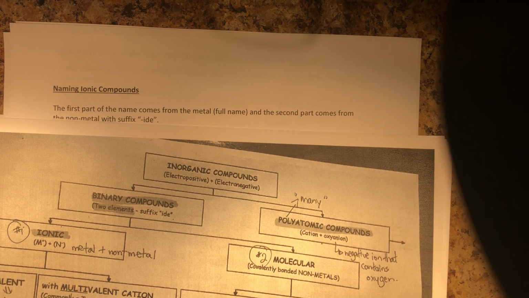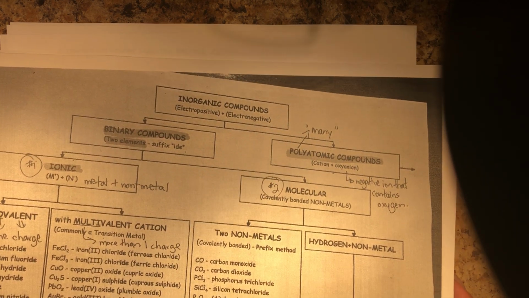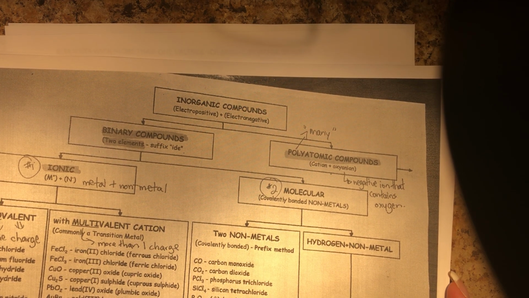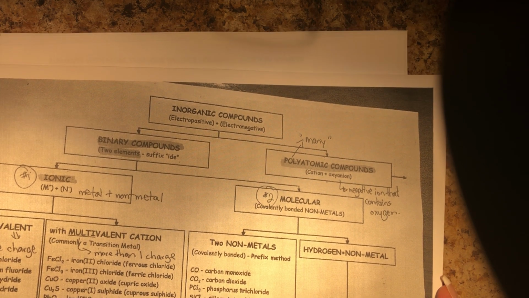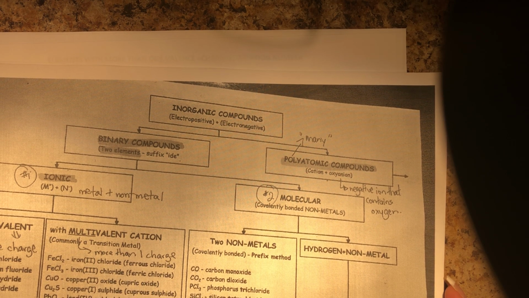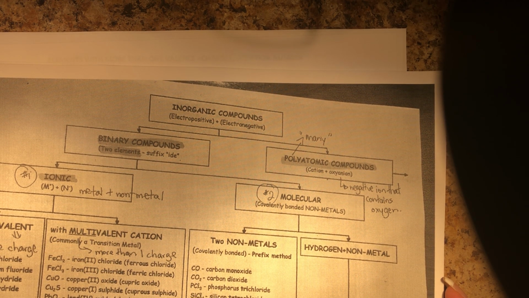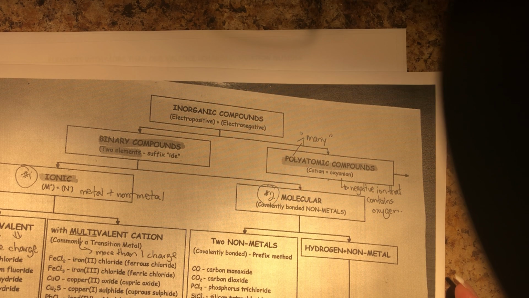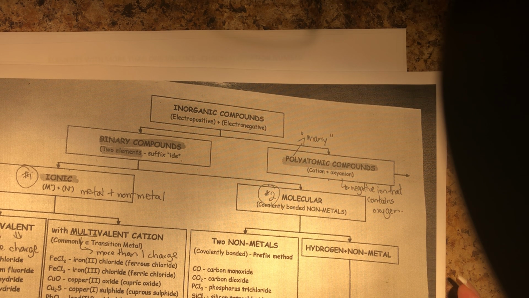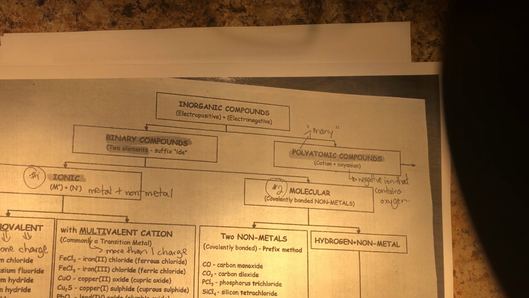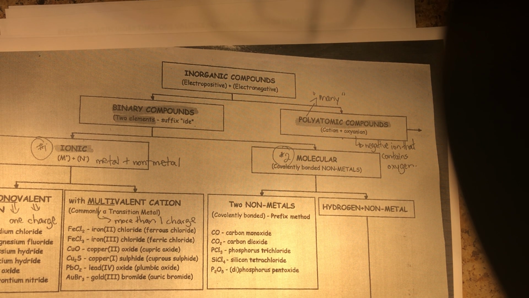Okay, so we are now starting our next unit of chemical reactions. And in order to write a chemical reaction, which is like a sentence, we need the words. So we need to know how to write the names of chemical formulas. So this is a chart to break down how we will tackle chemical nomenclature.